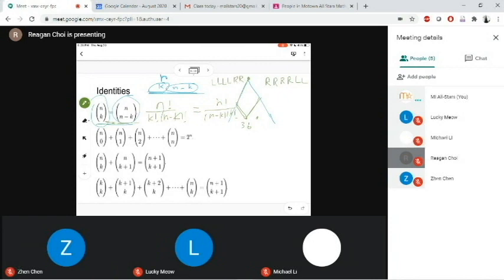All right, so the second identity states that, let's go back. Hold on. Is it lagging? It's lagging on my computer screen.